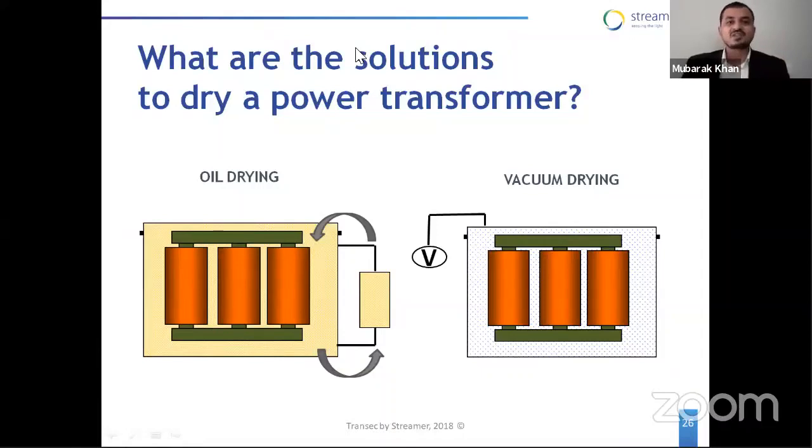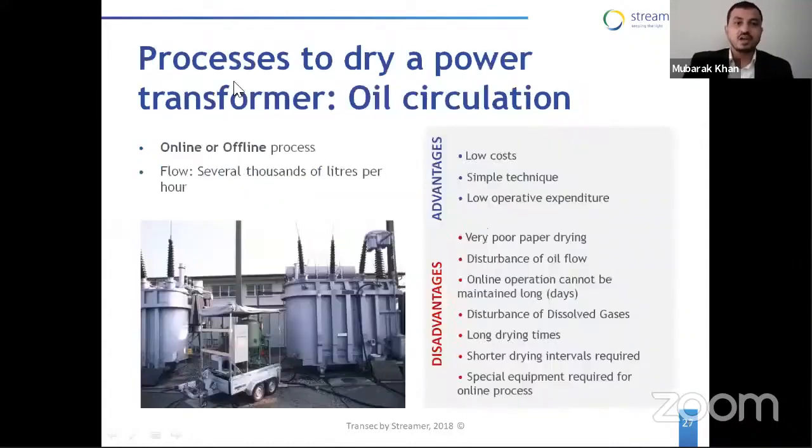What are the solutions to dry a power transformer? Oil drying and vacuum drying. We will see them one by one. The oil circulation method is an online or offline process. Some people do it online also, but it is not so good because it disturbs the normal oil circulation of a transformer for cooling purposes. Several thousands of liters of oil are exchanged in a very short time.